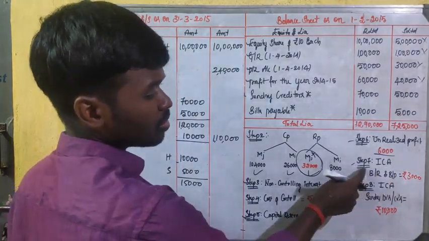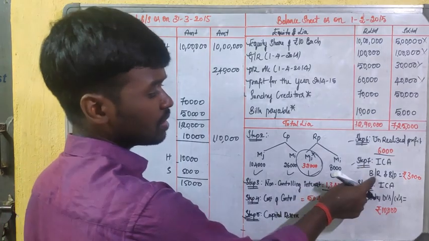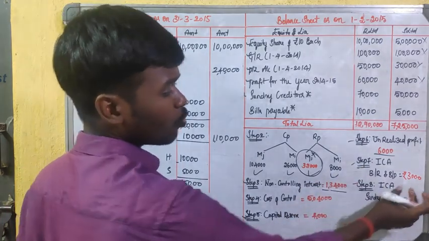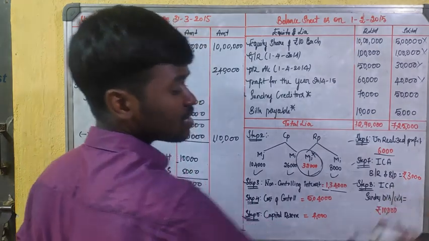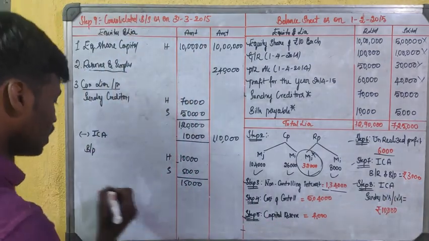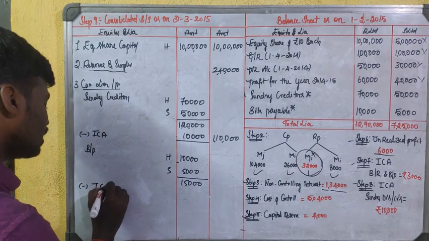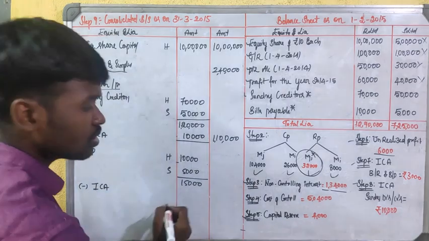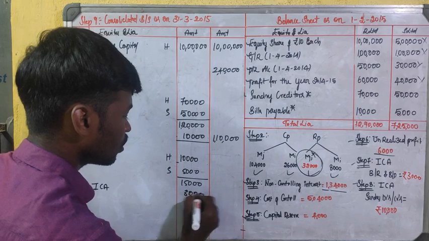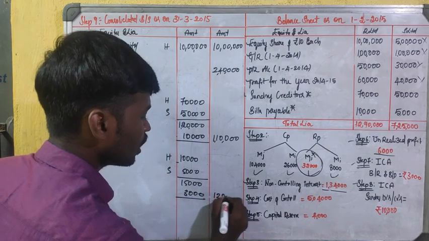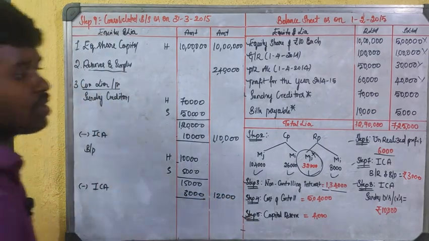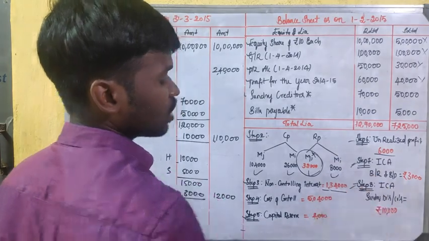So intercompany adjustment step number 7 is related to bills receivable and bills payable. So how much are we going to consider? That is 3,000 as the intercompany adjustment, right? So therefore deduct intercompany adjustment, that is 3,000. So therefore you will get 12,000 as the balancing figure. So we have considered this.